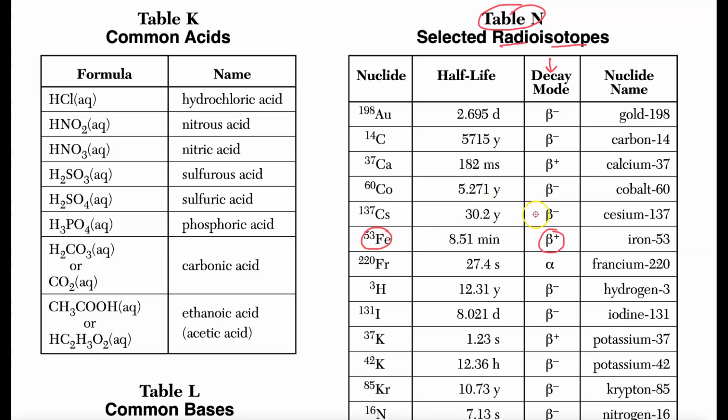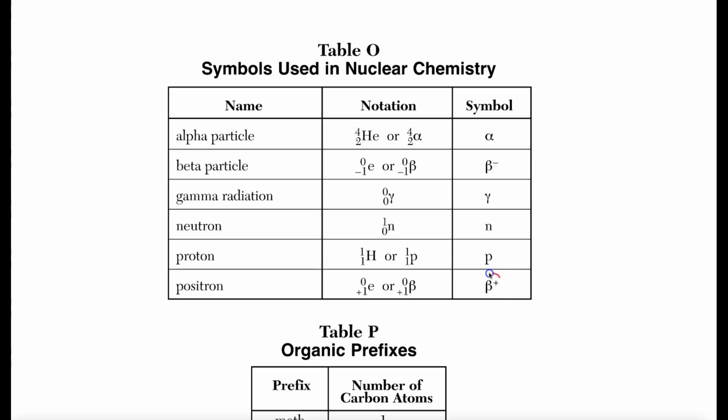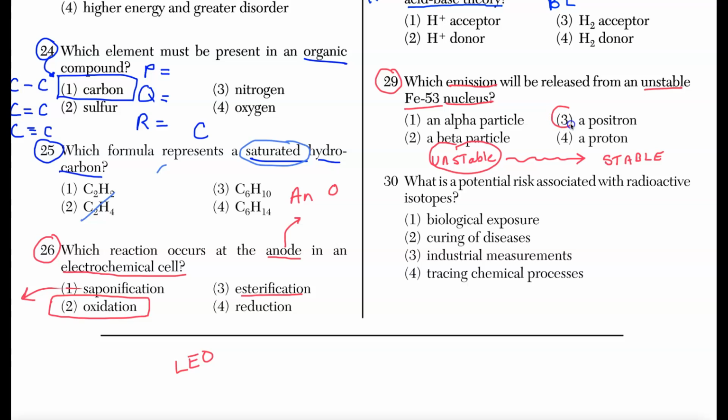Now, if they didn't have a B plus there, we'd have to know what the B plus is, so we go to table O to see what that is. I'm at table O, and a B plus is a positron. So iron 53 decays into a more stable nucleus by giving off a positron. It looks like a beta particle, but it's a positive beta particle, or positive electron. We call it a positron. So back to the question: 29 is 3. Essentially this was reading right off the reference table. You just have to know where to look when it's a reference table question. Table N, just reading right off and understanding what that means.